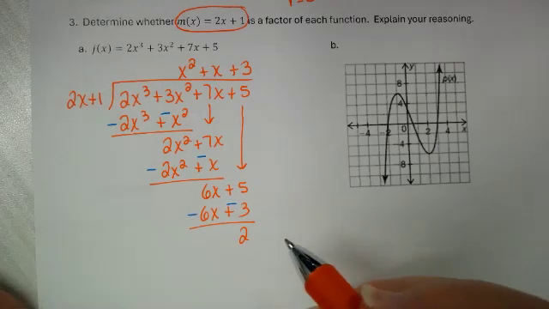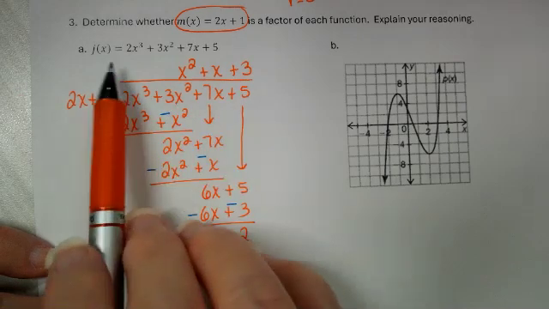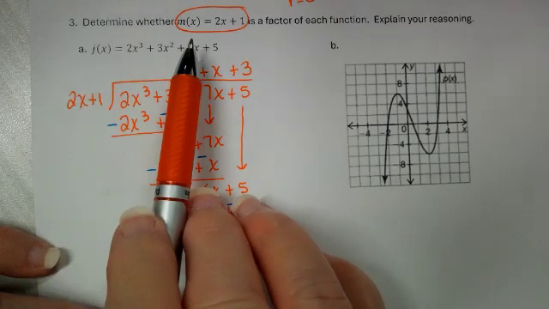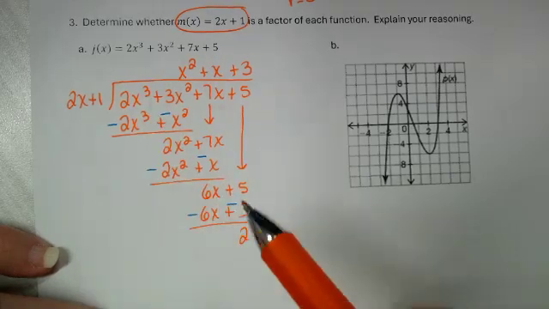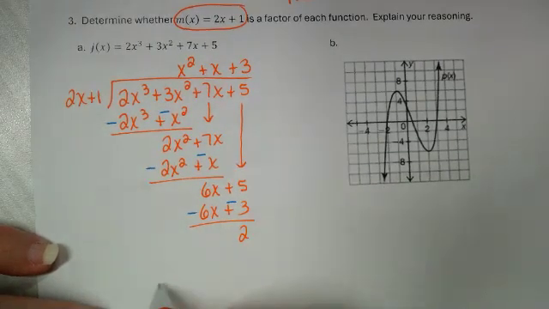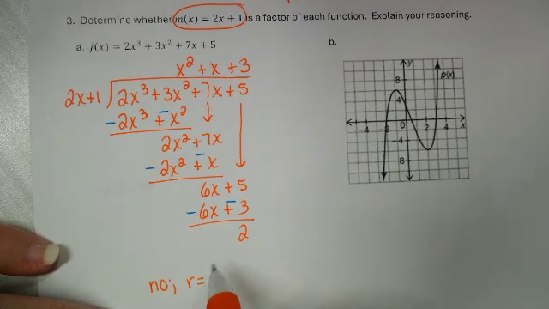My remainder is 2. Is f of x, or is m of x, 2x plus 1, a factor of f? That's a j, not an f. So my answer is no, because it has a remainder of 2. The remainder has to be 0 for it to be a factor.